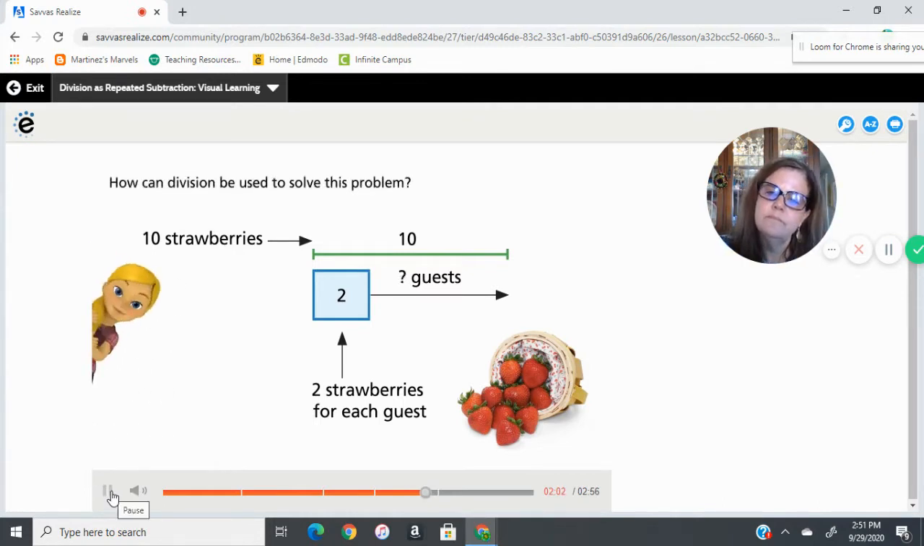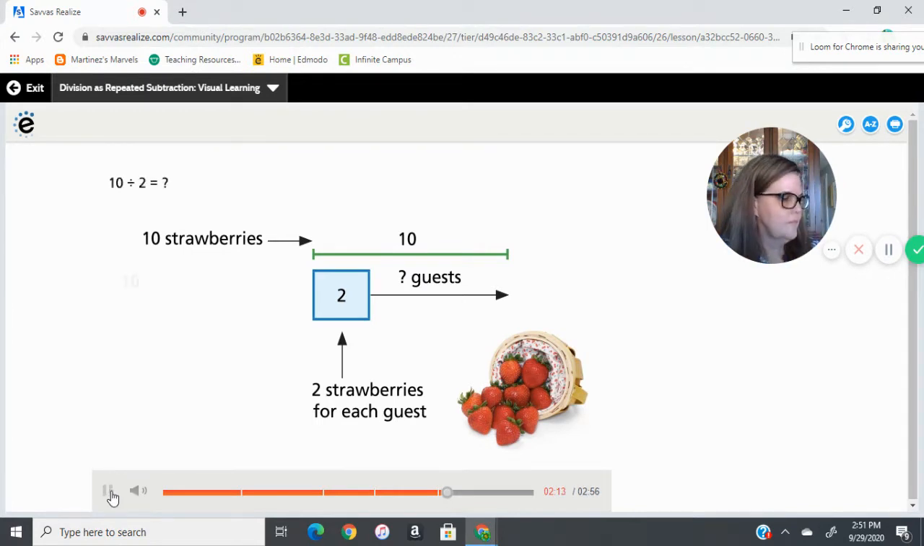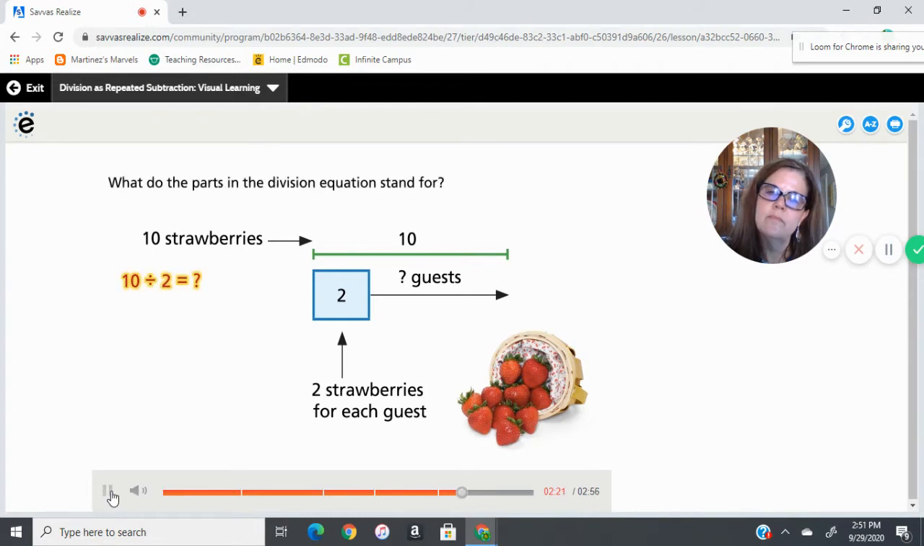How can division be used to solve this problem? You can write a division equation to find the number of groups. Ten divided by 2 equals what number? What do the parts in the division equation stand for?